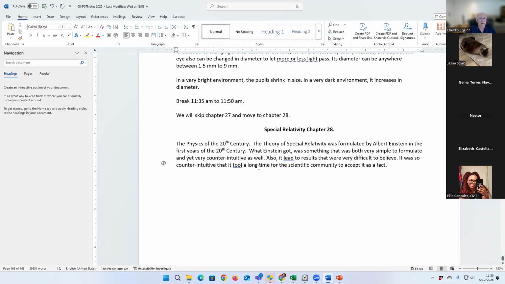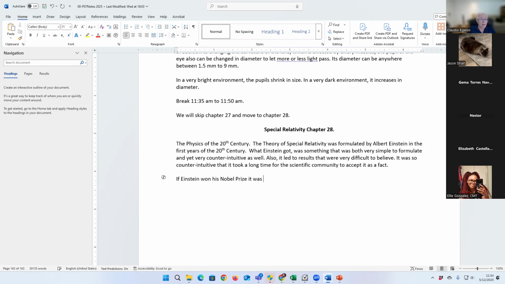Okay. What Einstein got was something that was both very simple to formulate and yet very counterintuitive as well. Also, it led to results that were very difficult to believe. It was so counterintuitive that it took a long time for the scientific community to accept it as a fact. Okay? Einstein won his Nobel Prize, and he should have won not one, but two, or maybe even three Nobel Prizes.